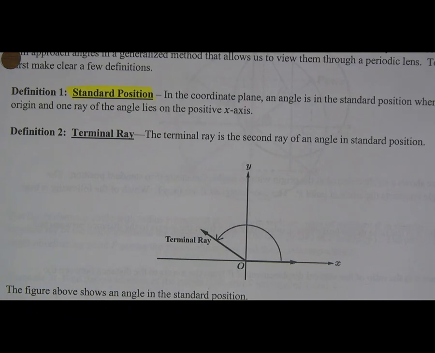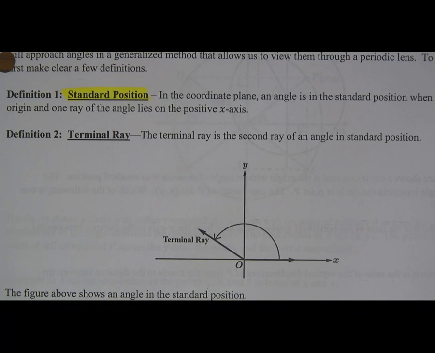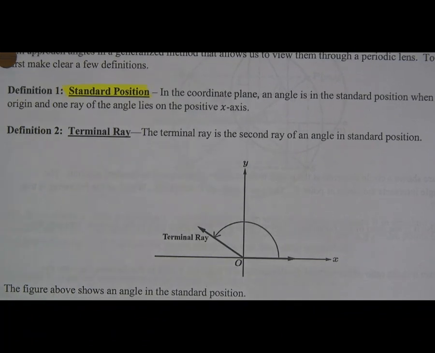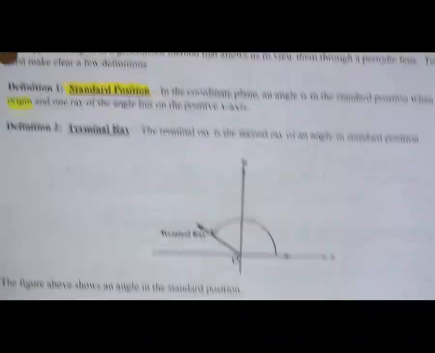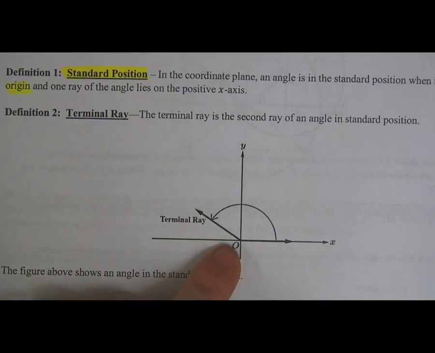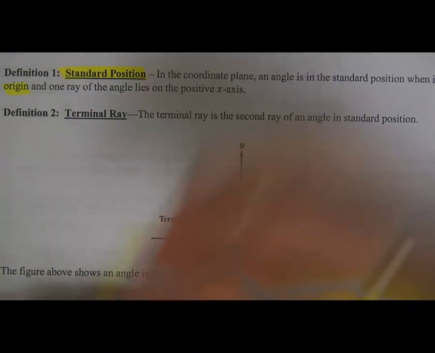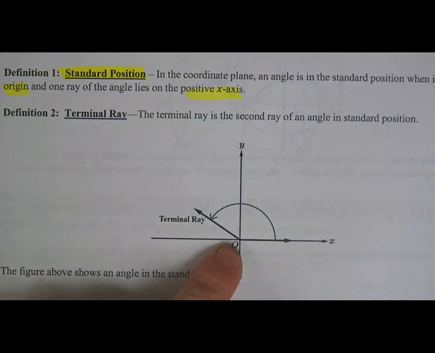It'll say this angle is in standard position with its terminal ray here, and you've got to know what all of that means. Definition 1, standard position. In the coordinate plane, an angle is in standard position when its vertex is at the origin, and one ray of the angle lies on the positive x-axis. So here you've got that in your picture.